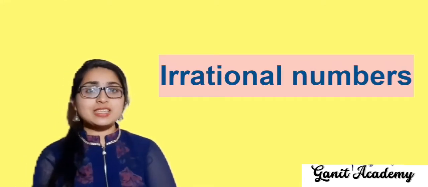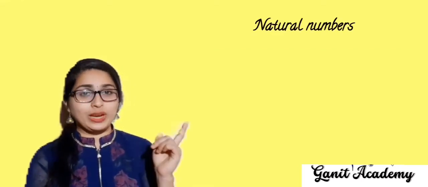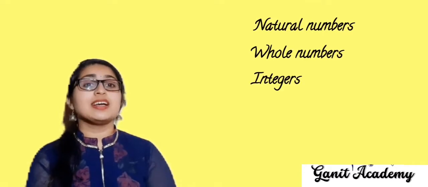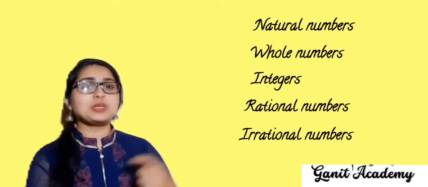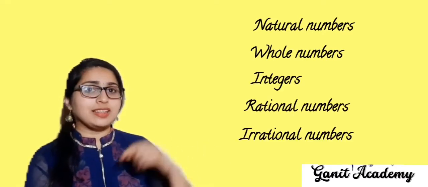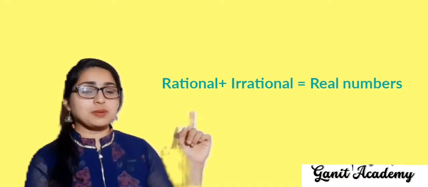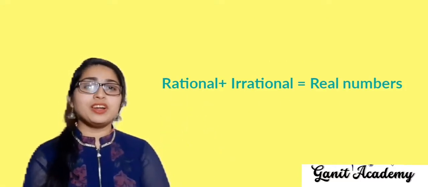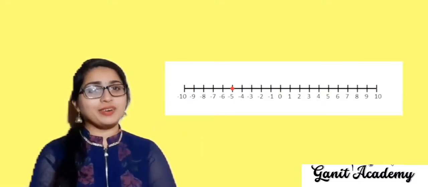In this video, let us see irrational numbers in more detail. In the last video, we have already studied natural numbers, whole numbers, integers, rational numbers, and irrational numbers, and we saw that rational numbers and irrational numbers together constitute real numbers. That means whichever point you are representing on a number line will be your real number. So what are some examples of irrational numbers?